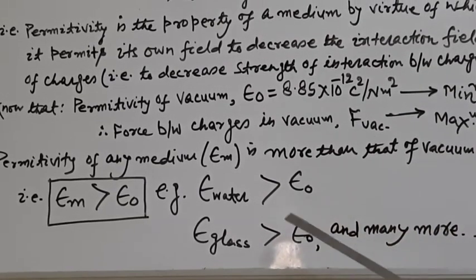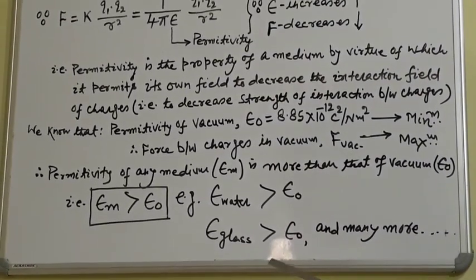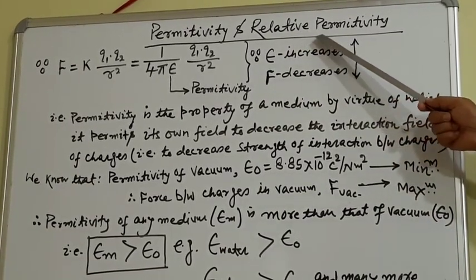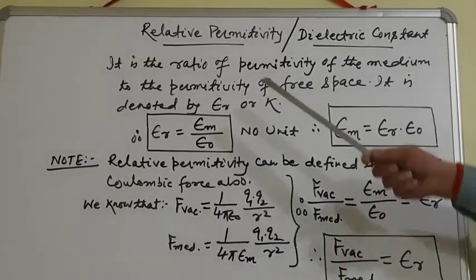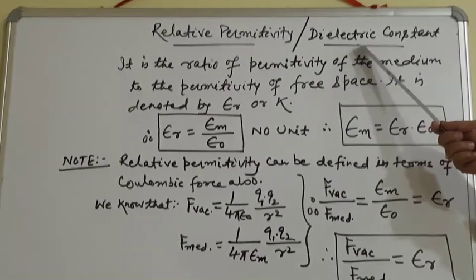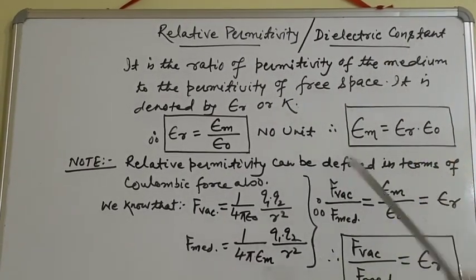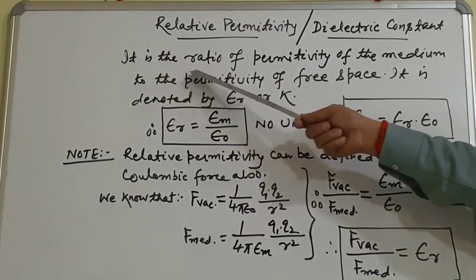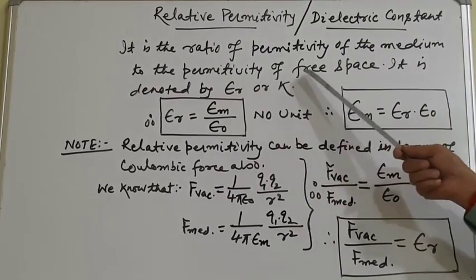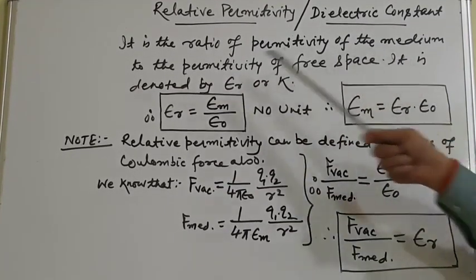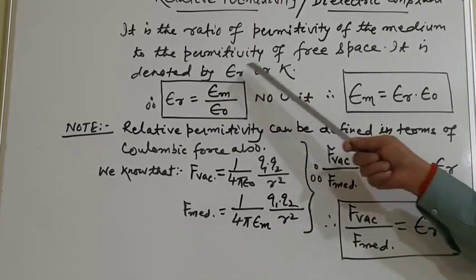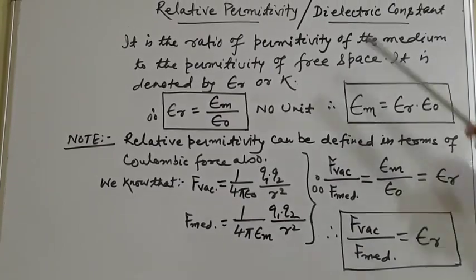The question is how many values of the permittivity of media we shall remember. That's why we shall discuss relative permittivity. Relative permittivity is also called dielectric constant. It is defined as the ratio of the permittivity of the medium to the permittivity of free space, and it is denoted by either epsilon r or k. Both notations are used to denote the relative permittivity or dielectric constant.